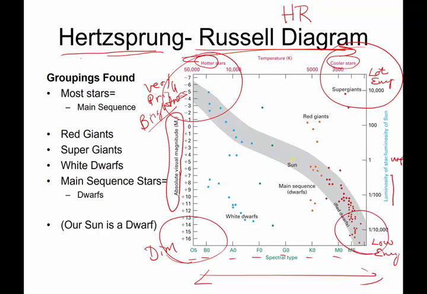Now, when Hertzsprung and Russell each independently created this diagram, they found something that was absolutely fascinating. They found that most stars had a tendency to fall in a region that has since been named the main sequence. The main sequence is kind of like a river running through the center of this diagram, and this indicates where most stars actually fall.